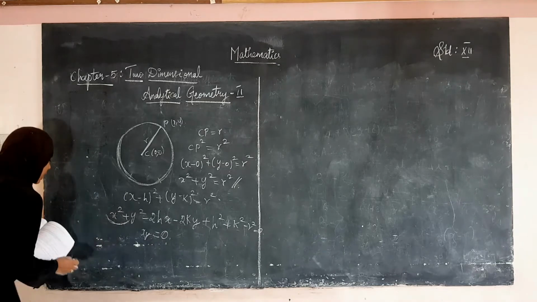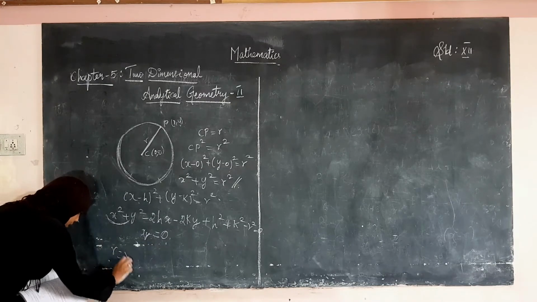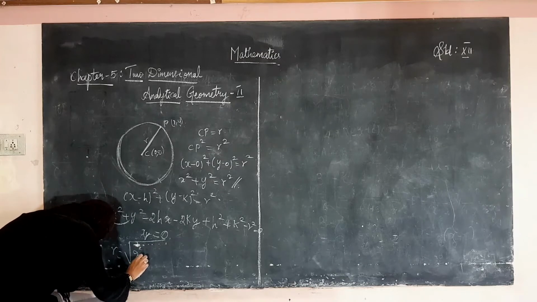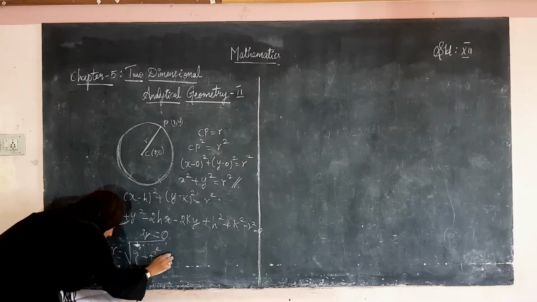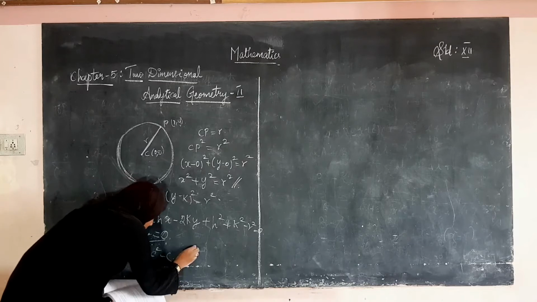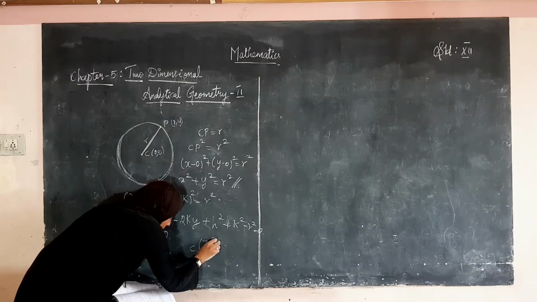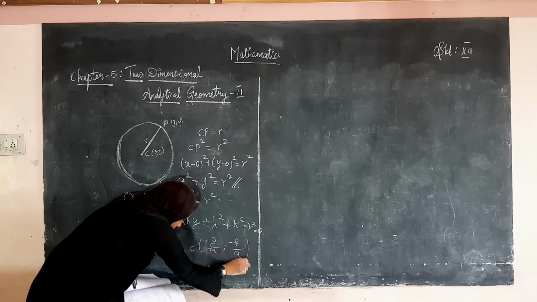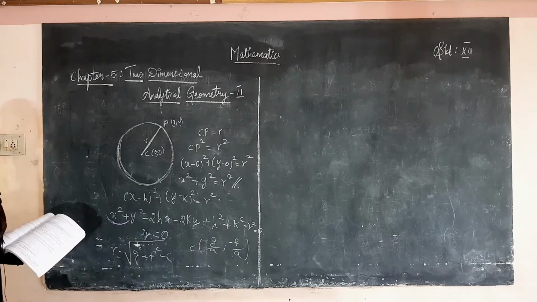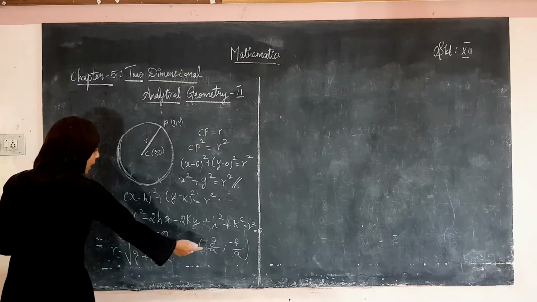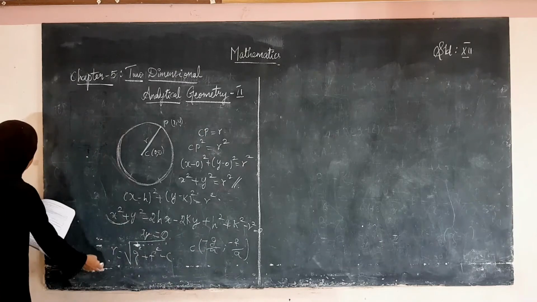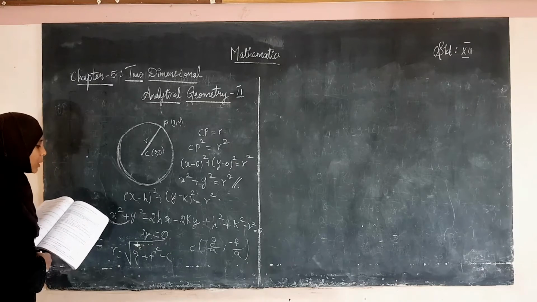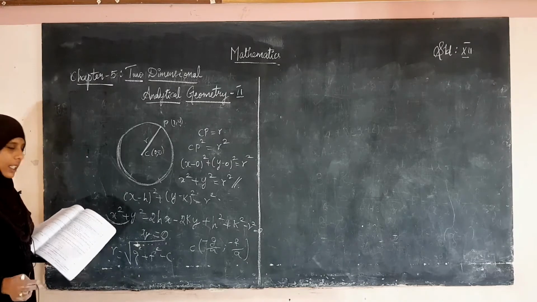So after that they have given, for this we can find the radius as root of g square plus f square minus c, and the center can be found using minus g divided by a comma minus f divided by a. Okay, the formula for finding the center is minus g divided by a comma minus f divided by a, and the formula for finding r is root of g square plus f square minus c. This is how you have to find the center.